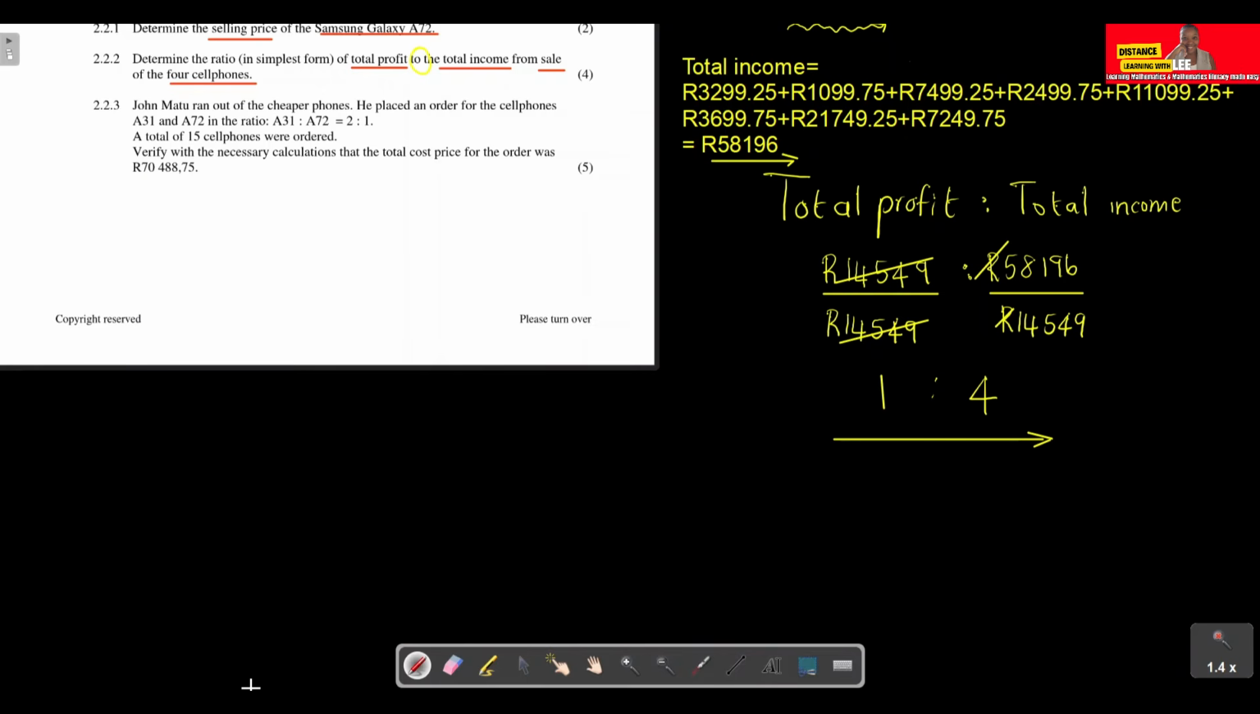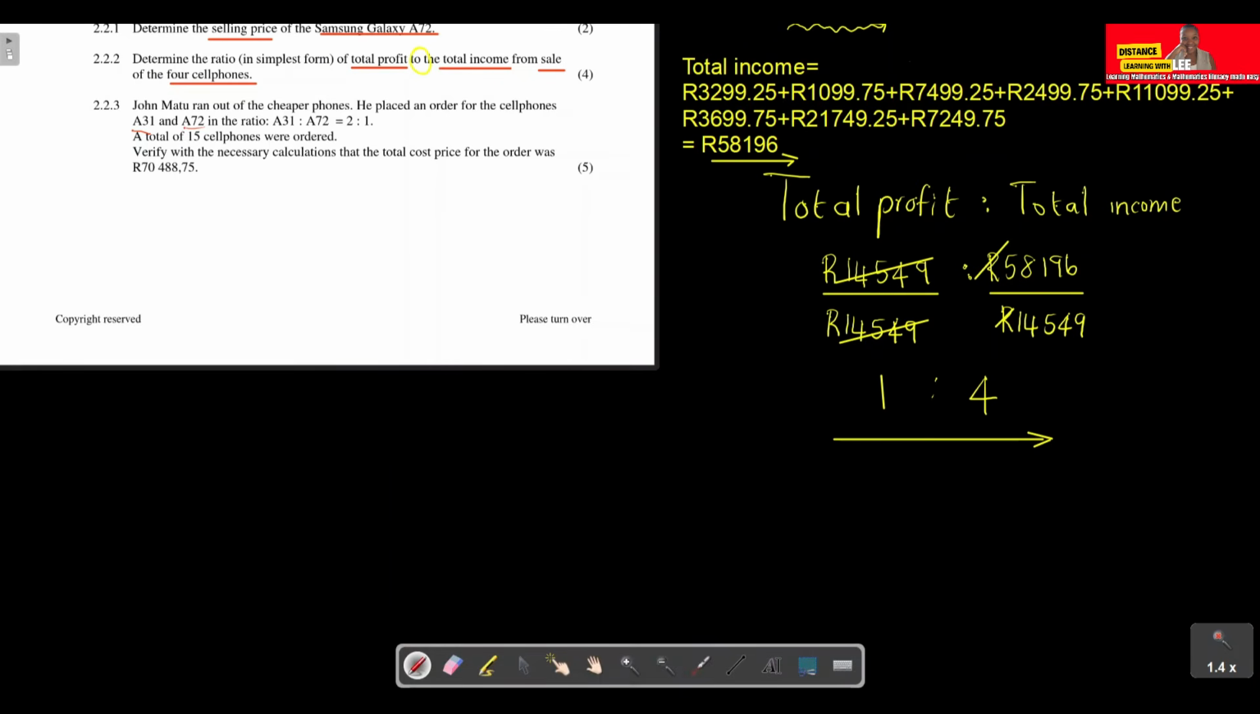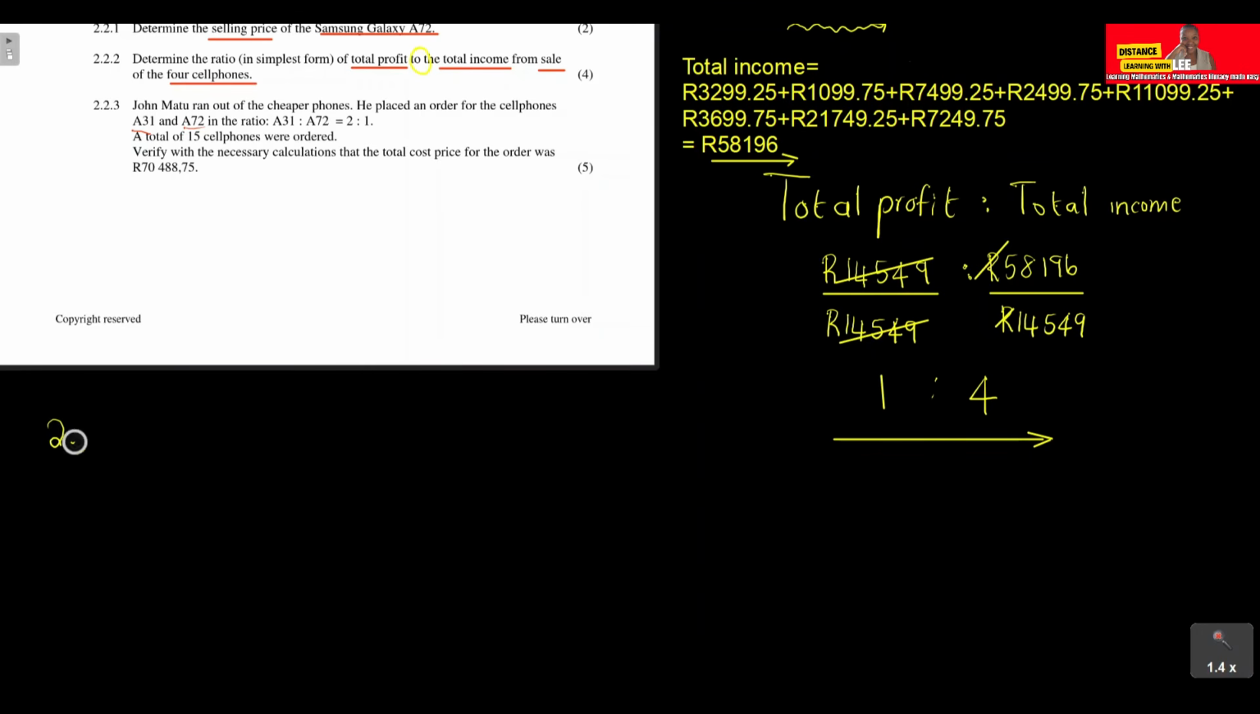That he ran out of the cheaper phones and he decided to place an order for cell phones, right? And these cell phones were the A31 and the A72. This is question 2.2.3, in the ratio of A31 to A72. So basically, this ratio will help us determine the number of A31 cell phones that he bought and the number of A72 cell phones that he bought, right?